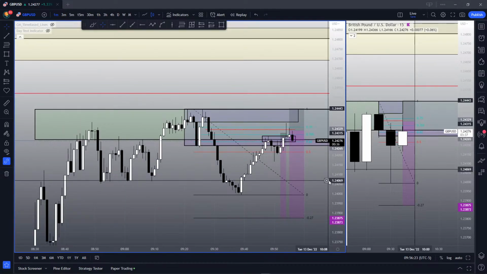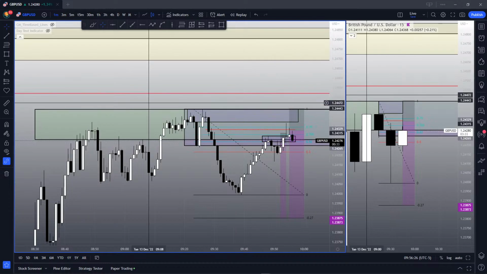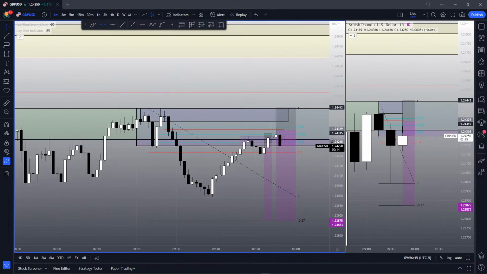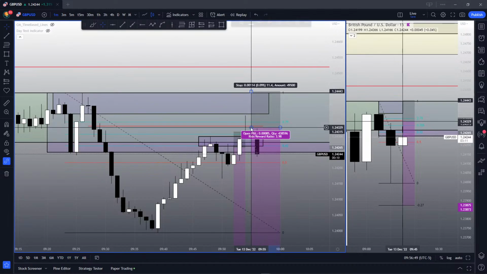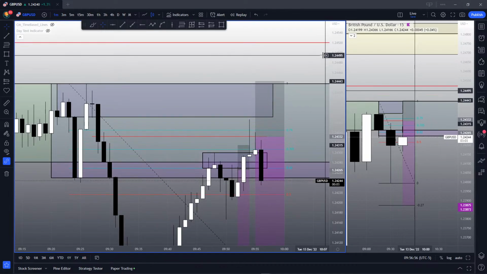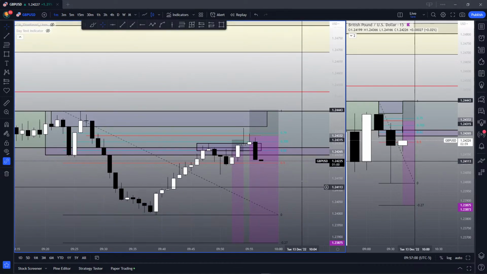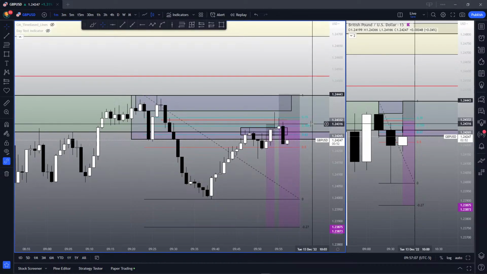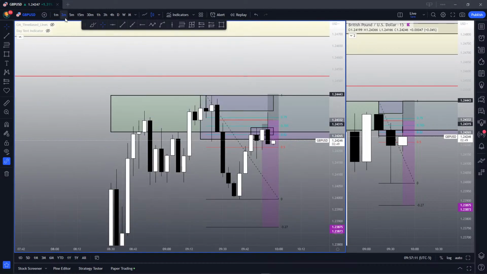Yeah, so market condition is a little bit erratic. Seems like it's pushed through once again. But now we have a little bit of structure to base off of. That's a good rejection on the 3 minutes here.